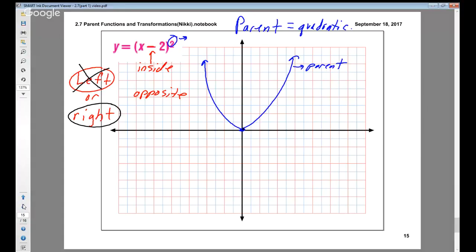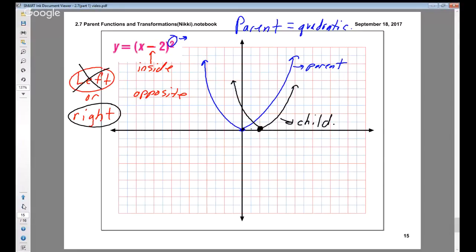So start at the origin, move over 2 units to the right, 1, 2. And then from there, draw your parabola. And voila, you have your child function. And that's basically all there is to it.